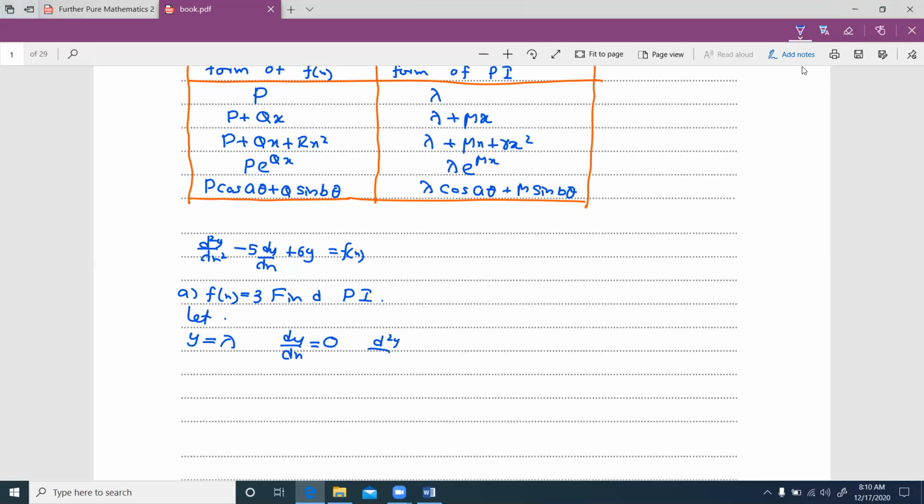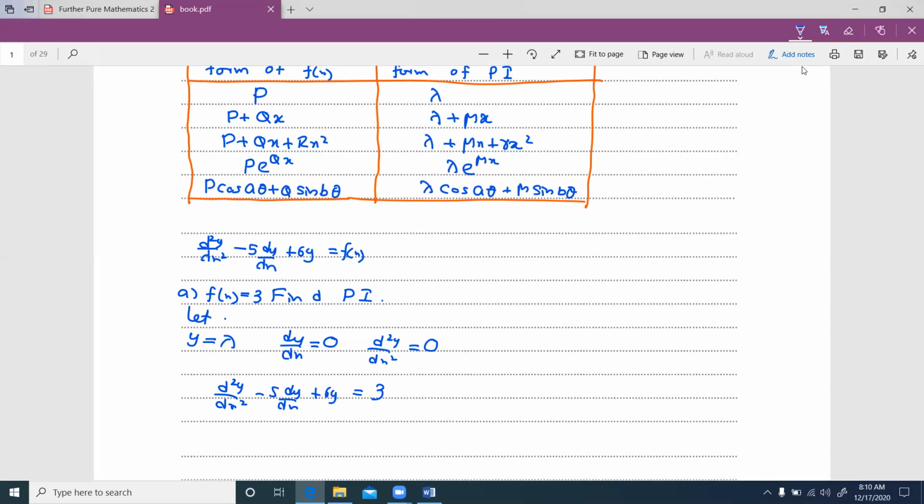d squared y by dx squared equals how much? That one also equals lambda. Then we can replace into this equation. Then you will get the equation d squared y by dx squared minus 5 dy by dx plus 6y equals 3. This is the differential equation we need to solve. Since this is just a constant 3 over here, we just take it as lambda.